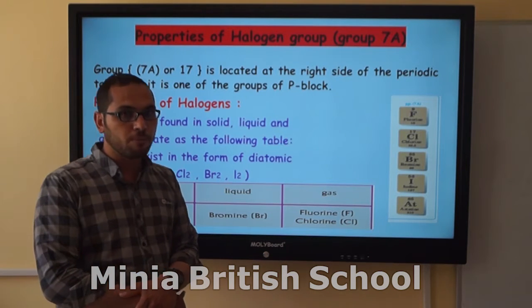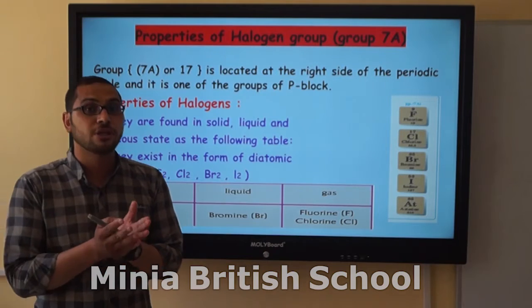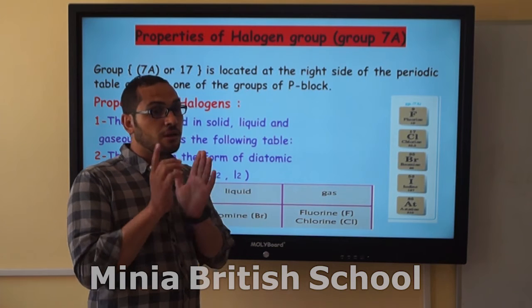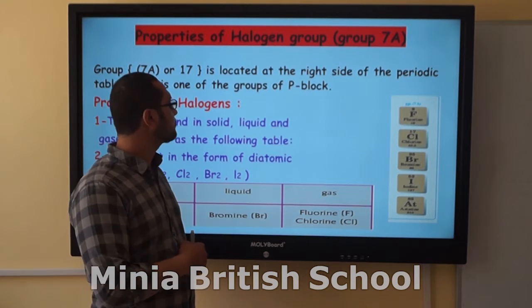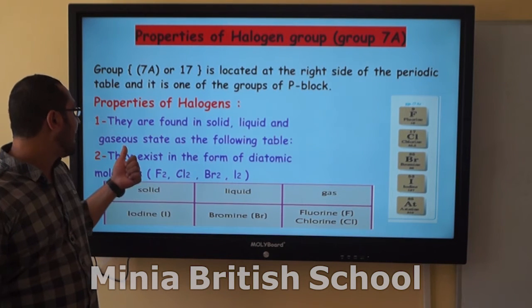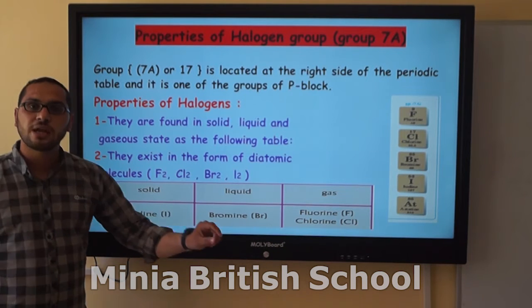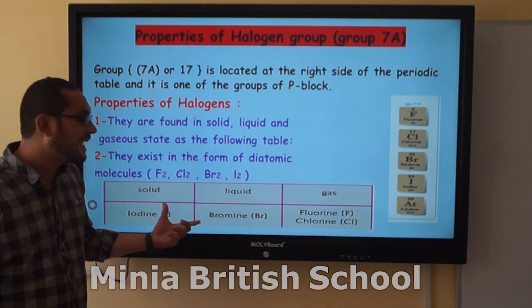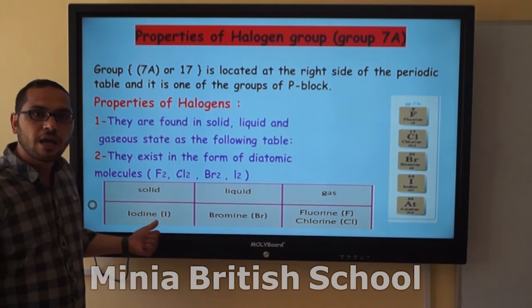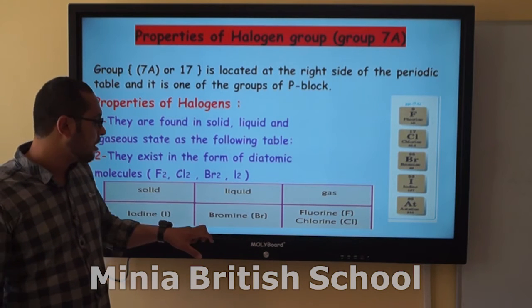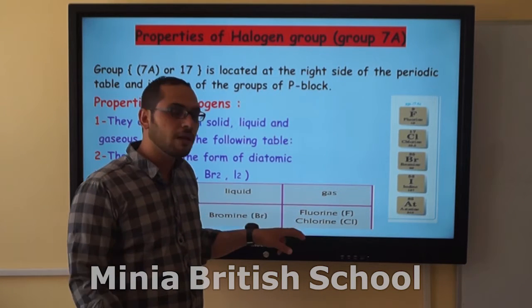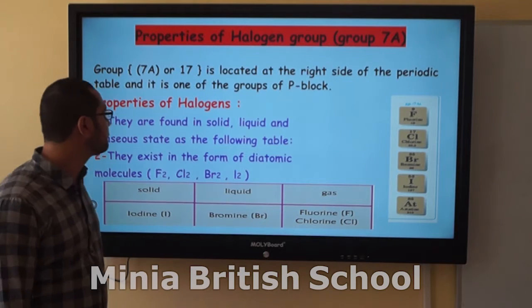First one, physical properties. Because the halogens are considered nonmetals, they are bad conductors of heat and electricity. Number two, they are found in solid, liquid, and gaseous states, as in the following table. This table illustrates the physical states of halogens. Iodine exists in solid state. Bromine exists in liquid state, while fluorine and chlorine exist in gaseous state.